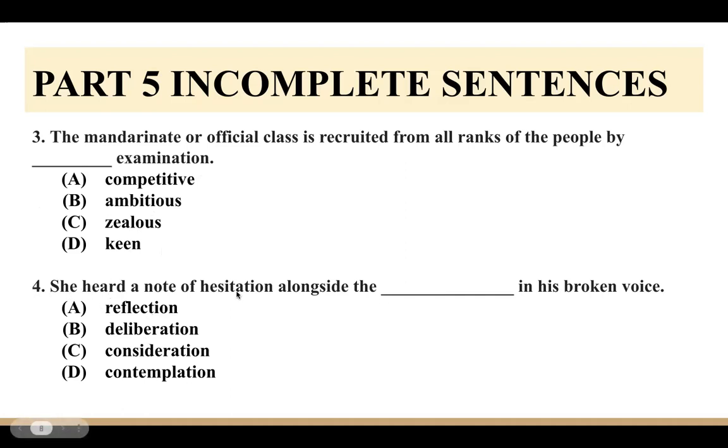She heard a note of hesitation alongside blah, blah, blah in his broken voice. So the context here is that in his broken voice: reflection, deliberation, consideration, or contemplation. If we talked about reflection, meaning that something reflects from the other thing, the context here is not that fit for reflection. We can cross it. Deliberation is all about freedom, freedom of speech.